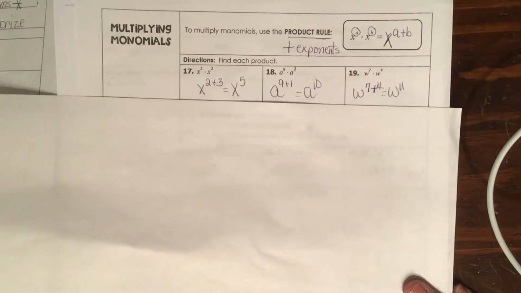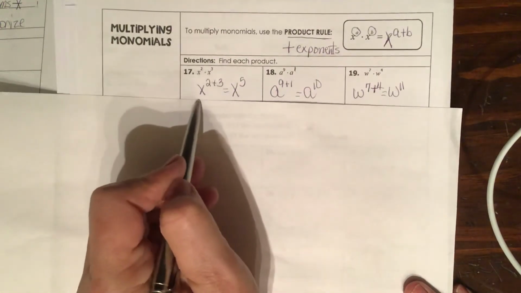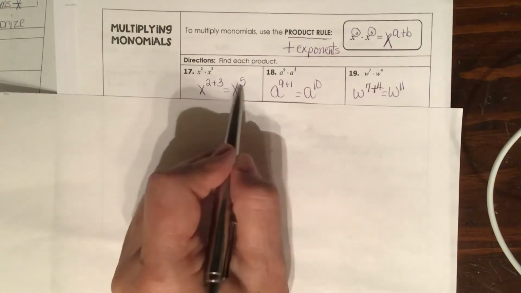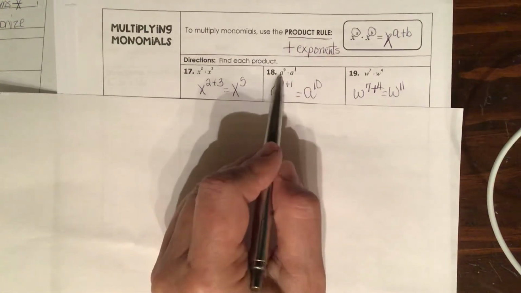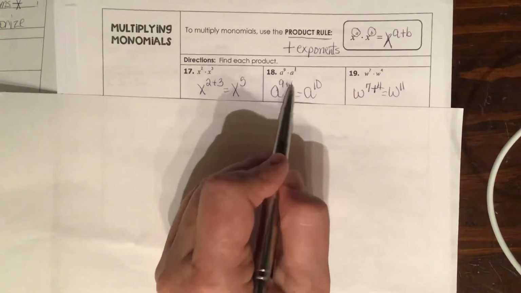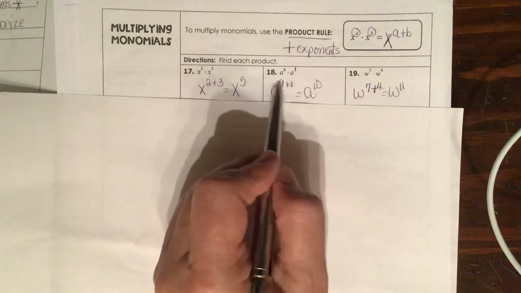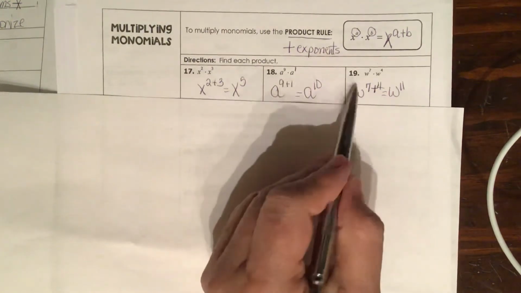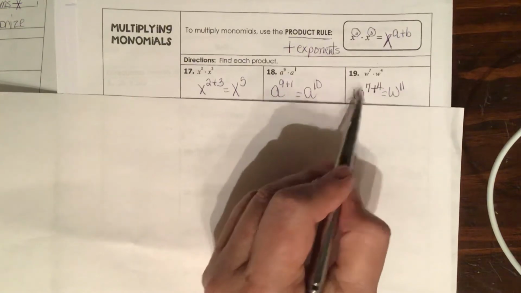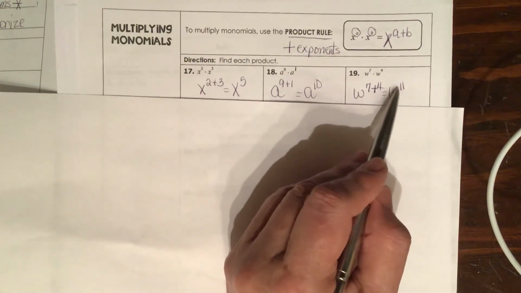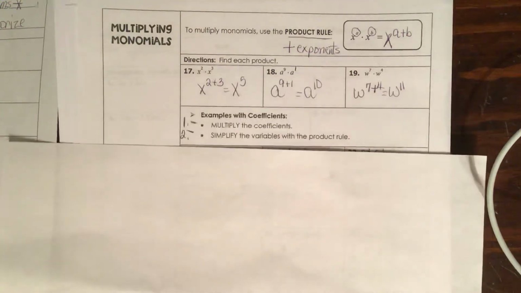So when we look at that, all you're going to do is x stays x, but then you add the exponents: 2 plus 3, x to the 5th. When you have a to the 9th times a, 9 plus 1 is a to the 10th. The a stays as a times a is a. W times w is w, you add your exponents, 7 plus 4 is w to the 11th power.